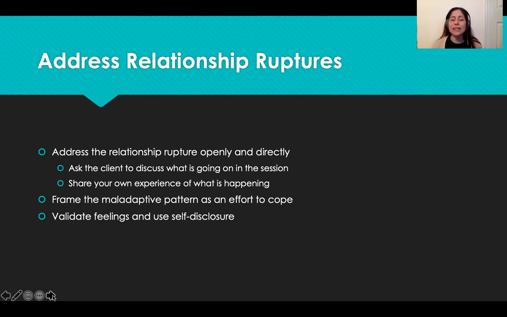For example, saying something like, I'm feeling really distant from you in the session, right? Or you could say to the client, it seems like you withdrew a little bit. Do you want to tell me a little about what that's about? Something like that. It's important to note that this isn't done in a blaming or accusatory tone, like, oh, you just gave me attitude. What's up with that? Like, that's not helpful. Instead, you're framing these patterns and these interactions as efforts to cope, and you're also acknowledging your own contributions to the rupture, right? Maybe you said the wrong thing. In this way, you're modeling relationship repair and improving the therapeutic alliance.